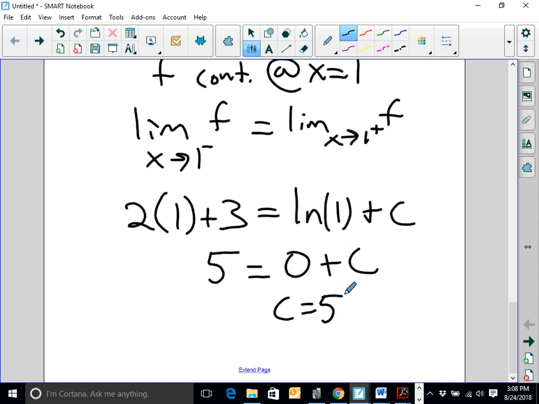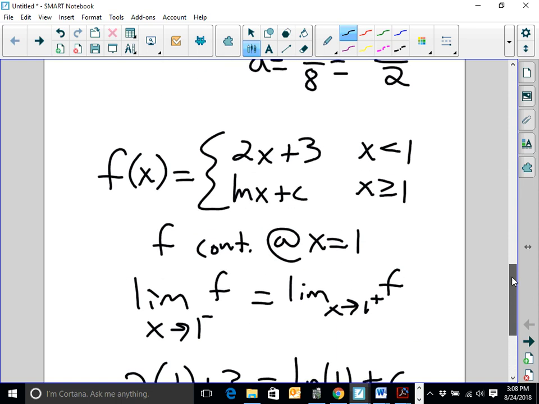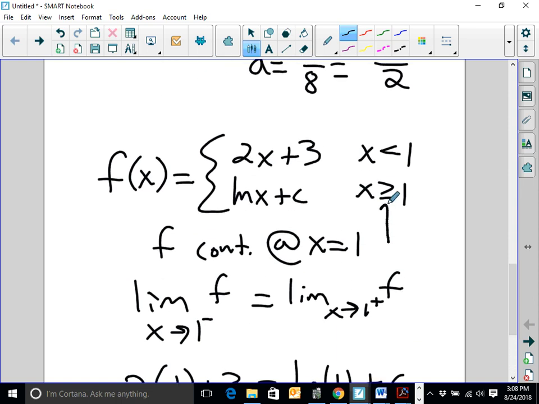To show that the function is defined, again, because 1 is in our domain here, we could plug in and we get 5. So the limit equals 5, the function equals 5. The limit and the function equal, therefore c equals 5 gives us a continuous function f at the value x equals 1.